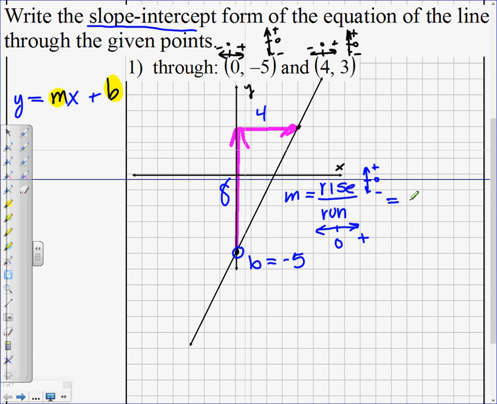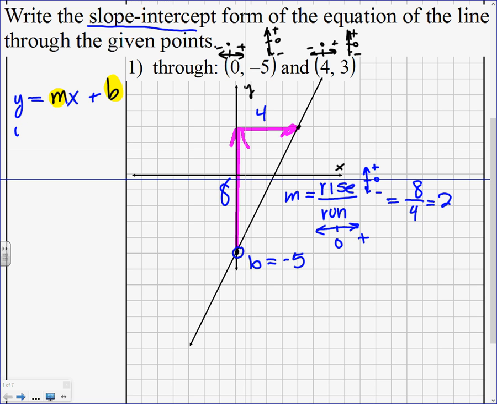Now in this problem, what is the rise? 8, and I went up, so it's positive 8. And my run will be 4. I went to the right, so it's positive 4. Now 8 divided by 4 will give me 2. Now notice I know the m and I know the b. I can answer the question now.